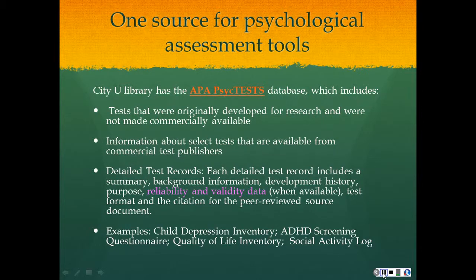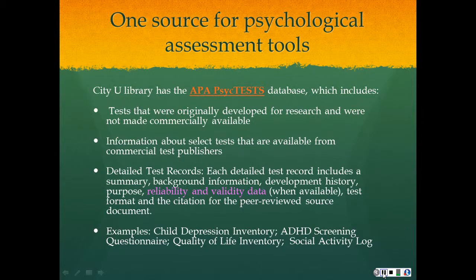So some examples of the kinds of tools that you will find there are a child depression inventory, an ADHD screening questionnaire, a quality of life inventory, or a social activity log. And so you can use some of these tools to measure how successful you are with individual clients and with the program in general.